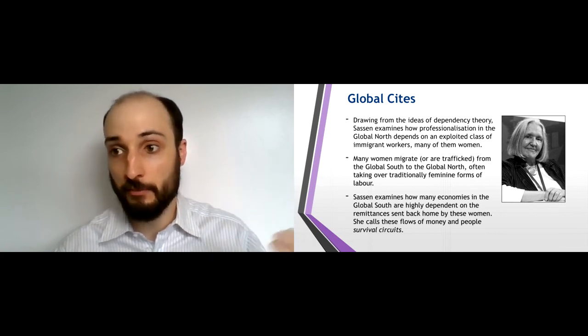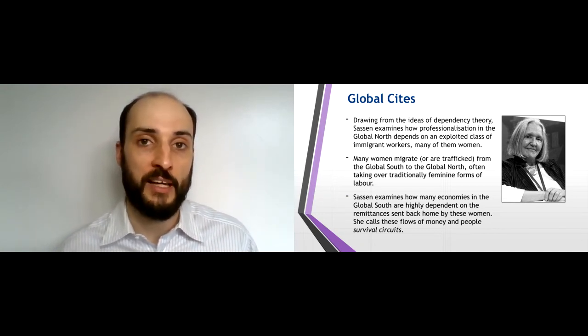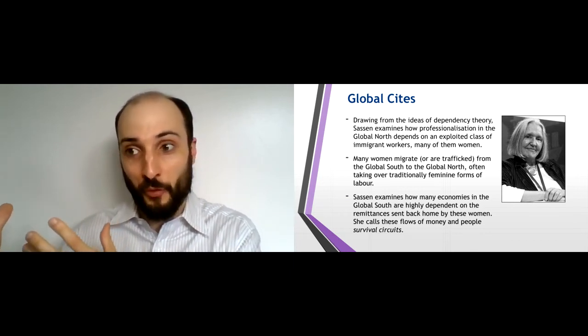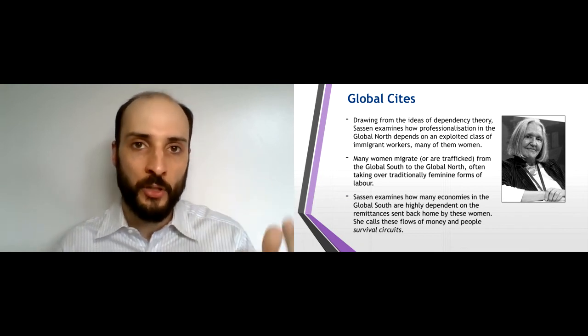So many immigrant women come into cities like Hong Kong. They do traditional, lower class, low status, feminine kinds of occupations. The money they earn there is then sent back home into the global south. And many of the economies of the global south are dependent upon this kind of labor. So you can see Sassen here picking up on some of the ideas of dependency theory. That the professionalization of the global north is dependent upon the exploitation of immigrant labor in the global south. And that this exploitation is facilitated by the fact that countries in the global south are heavily indebted to economies in the global north. So there's a lot going on here.